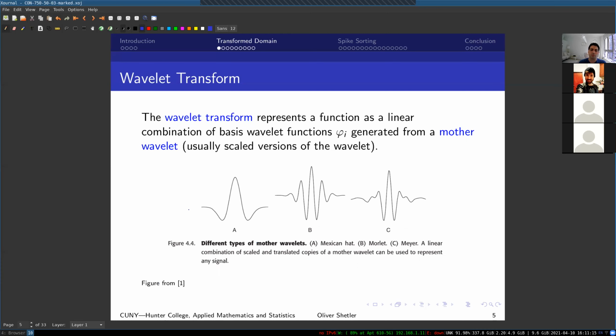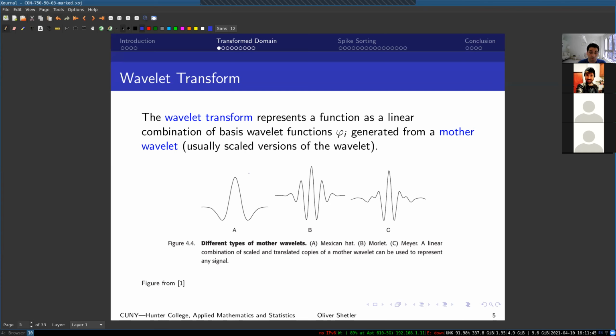So now we're going to get into what the wavelet transform actually is. It's used both for spike detection and for spike sorting, so that's why I thought it would be a good segue into the spike sorting topic today. The wavelet transform represents a function as a linear combination of basis wavelet functions that are generated from a mother wavelet, usually scaled versions of the wavelet.